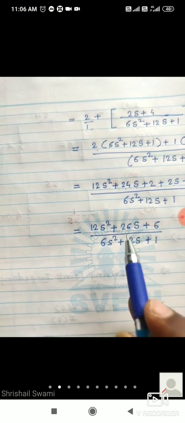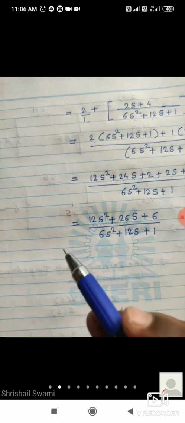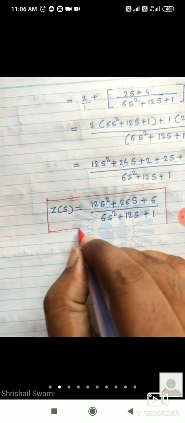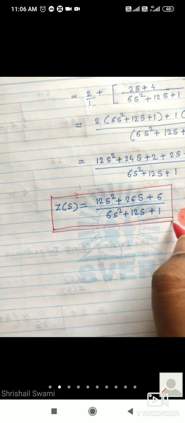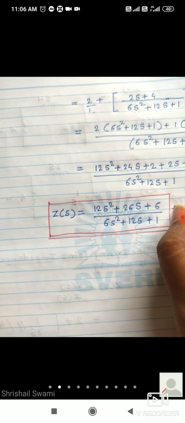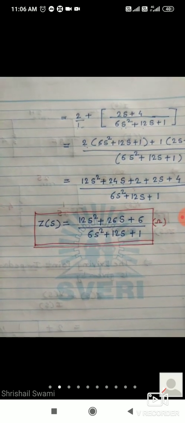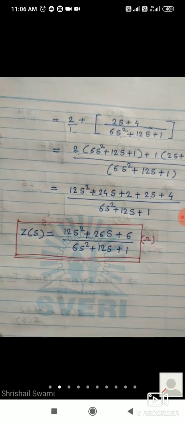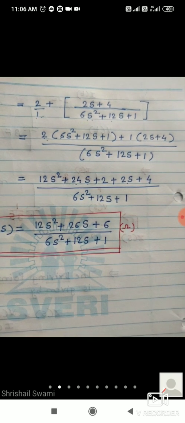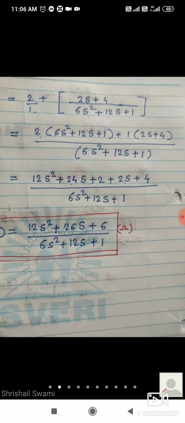If you can factorize the quadratic equation, then do the factorization, otherwise keep it as it is. So this is the value of Z of s. So finally you can make it a box. Okay, so the unit is ohm. The same network was there, only the position of the component has changed.